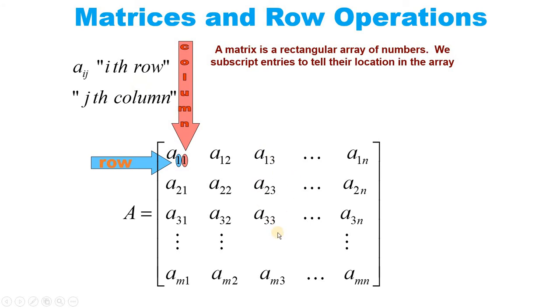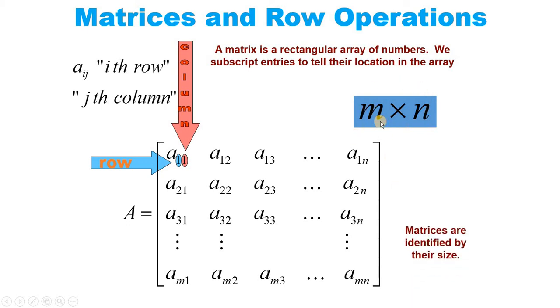These entries are denoted generally by Aij. Here the i represents the ith row and this j represents the jth column. This M by N, we read as M by N. This M by N means the order of the matrix, or size of the matrix, or dimension of the matrix. Matrices are identified by their size.